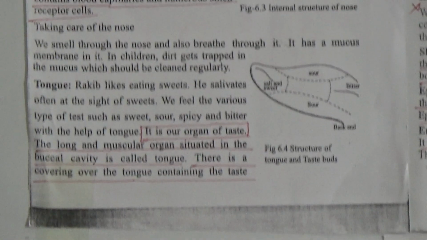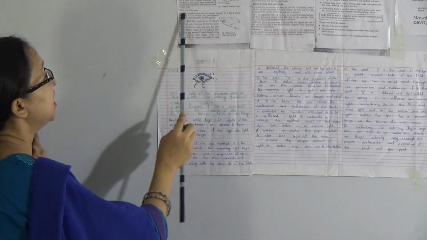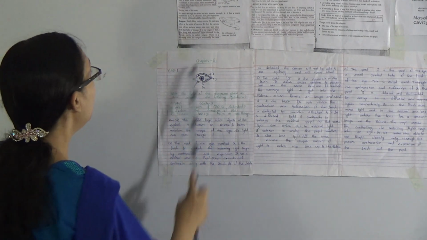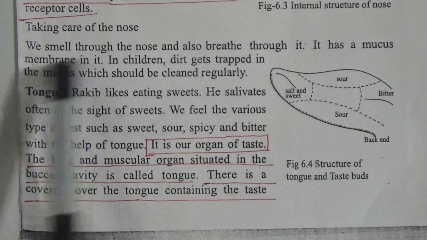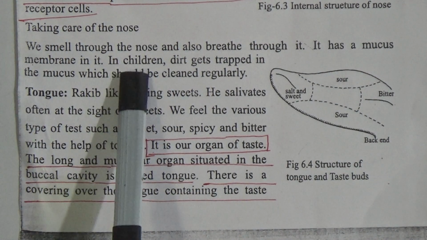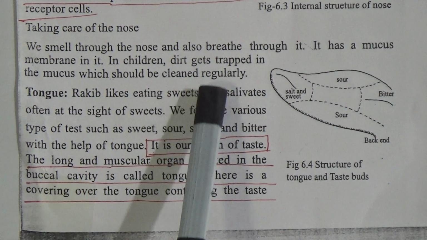How can we take the smell of things? We take the smell of things by these smell receptor cells. Now, taking care of the nose: we smell through the nose and also breathe through it. It has a mucous membrane in it. In children, dirt gets trapped in the mucus, which should be cleaned regularly.